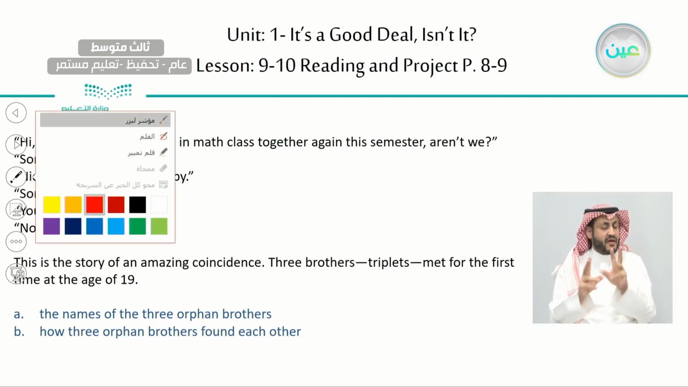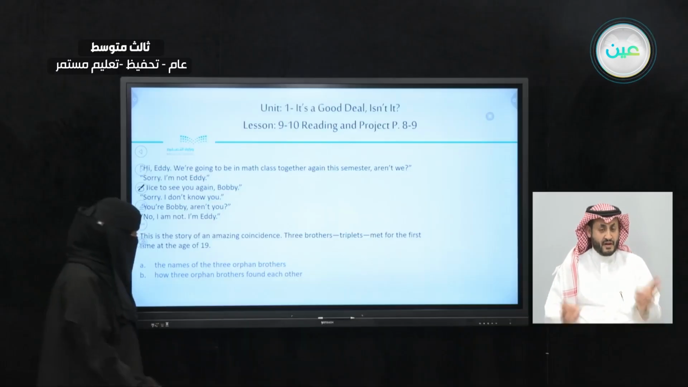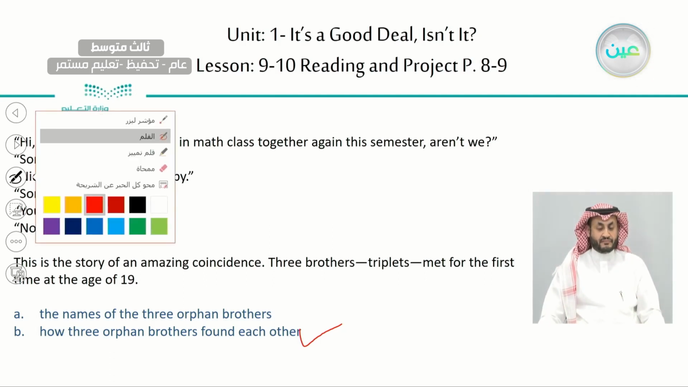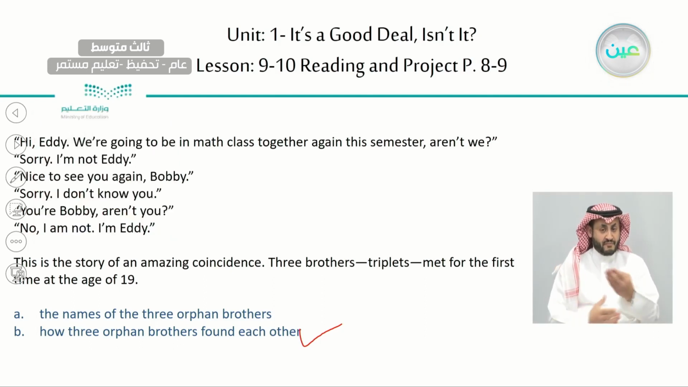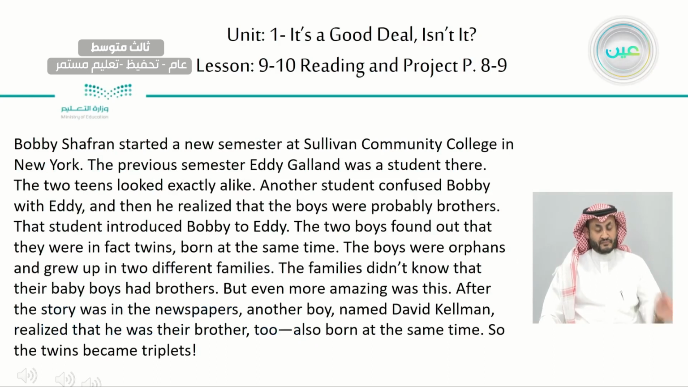So which one is the main idea? Which one, A or B? Excellent, it's B. This is the main idea. This is basically what the first part of the reading is about, okay? Now let's hear the next paragraph.